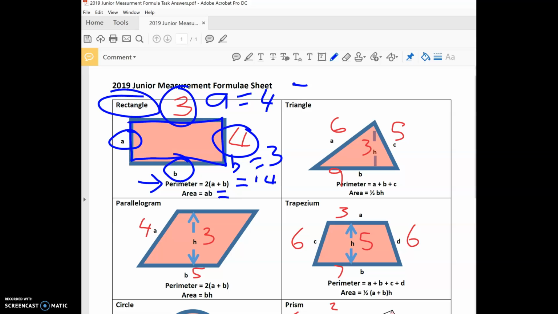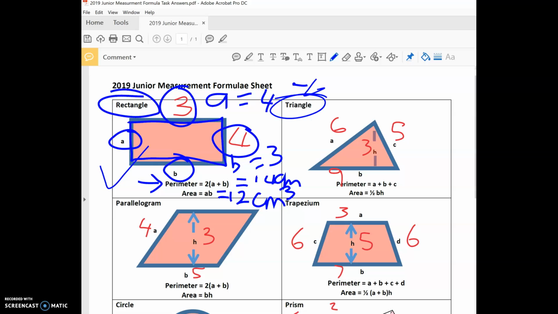With the area, we're doing A times B, so 3 times 4 is 12. Now, if it was units, if these were both centimetres, our perimeter would be in centimetres and our area would be in centimetres squared. Okay, I'm just going to make that line a bit less thick to hopefully make my writing a bit clearer. Okay, so that is the rectangle.